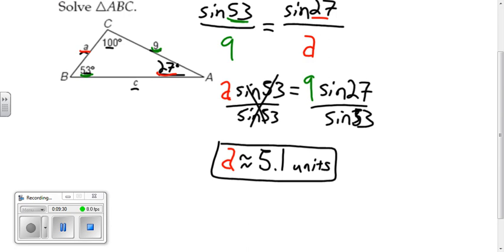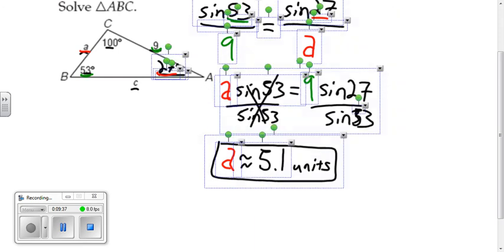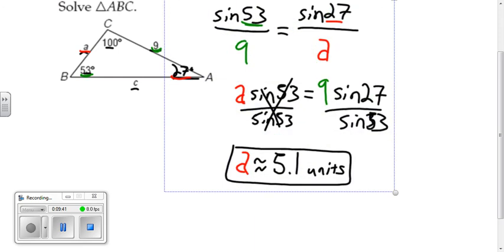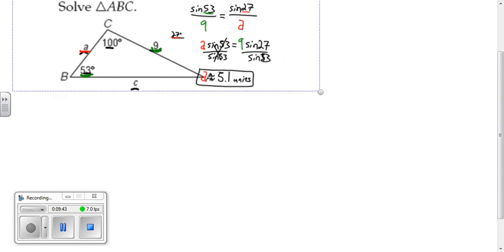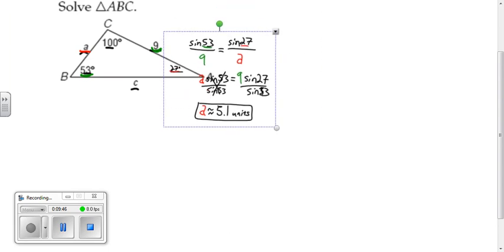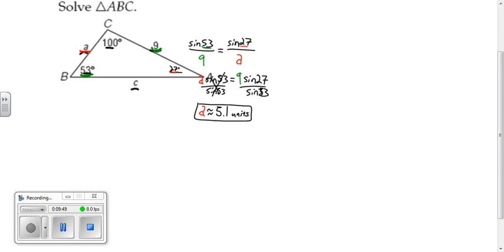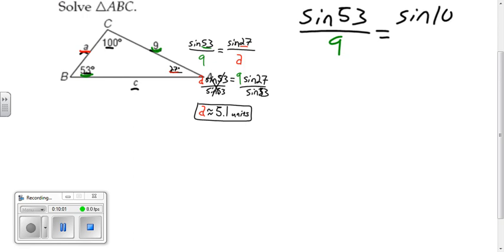So we've got one piece done. We know our A value. Now we need to figure out our C value. So to do that, I'm going to get some of this stuff out of our way. Try to leave the 27 in that spot. All right. Again, we'll set it up with sine of 53 corresponds with 9 over sine of 100 corresponds with our value c.